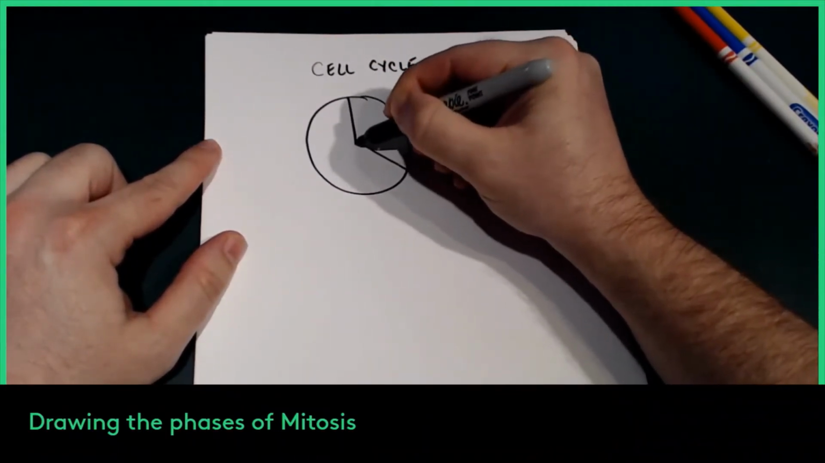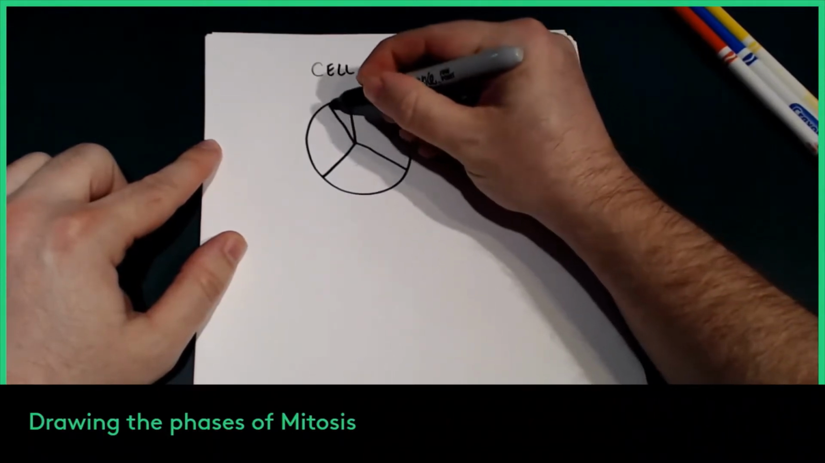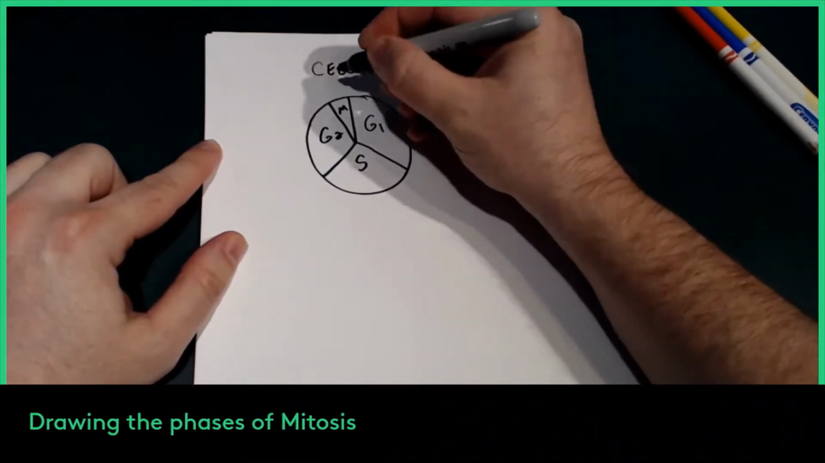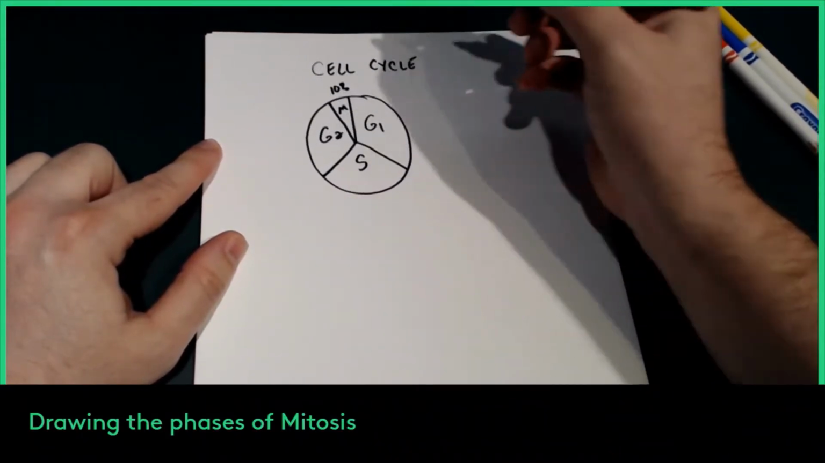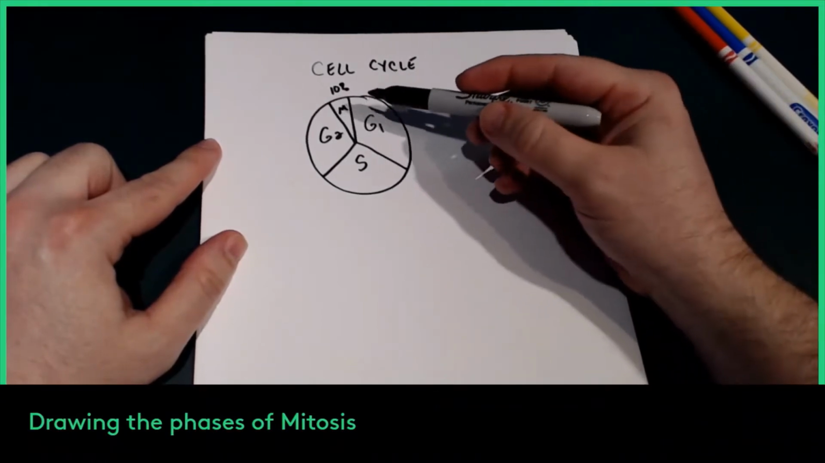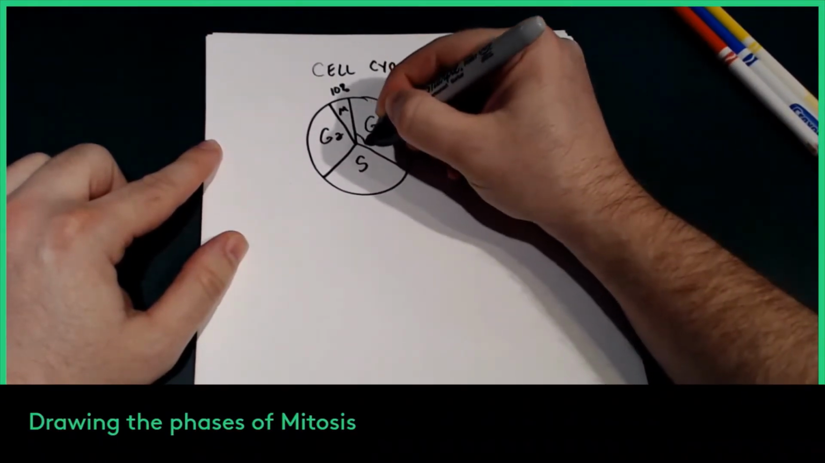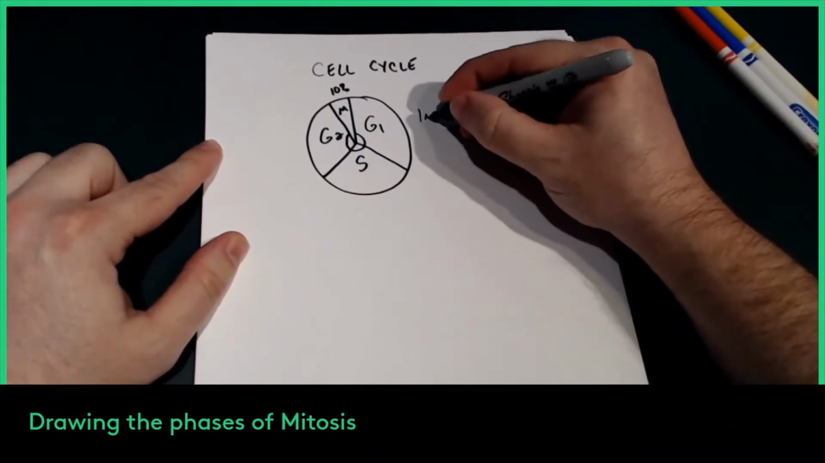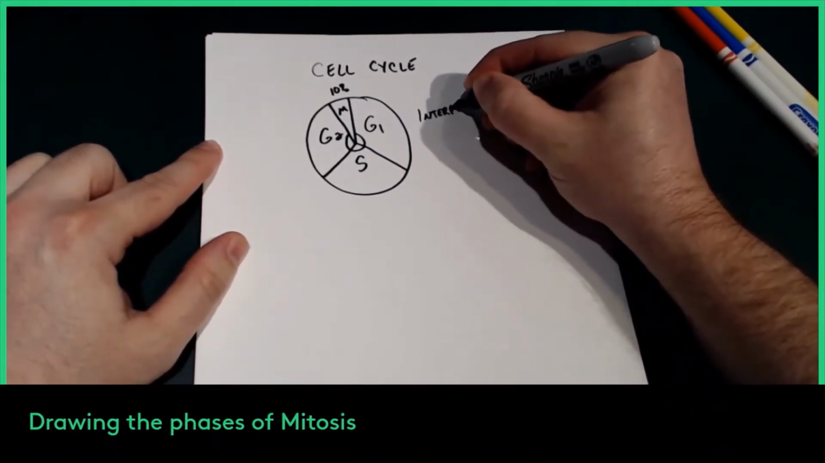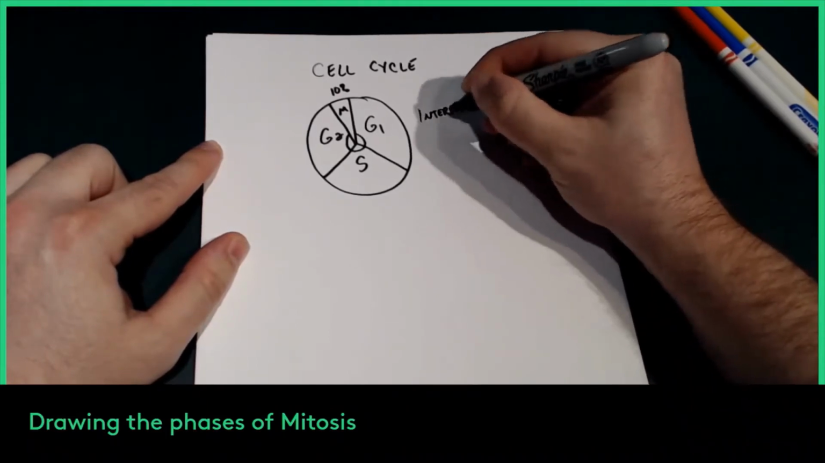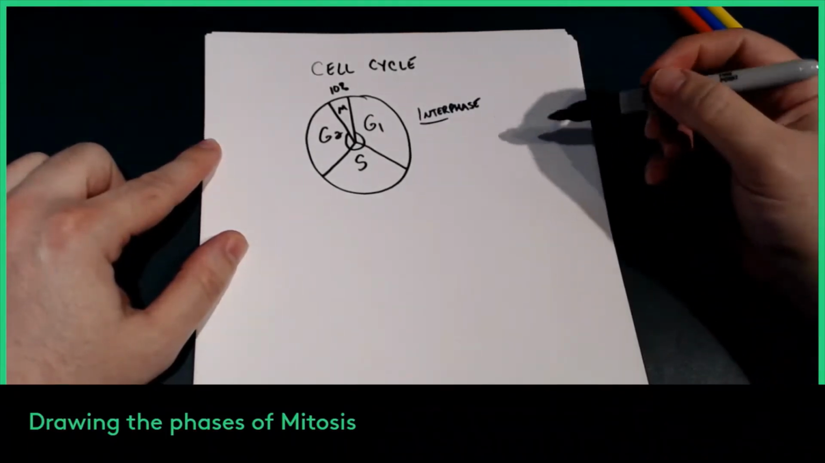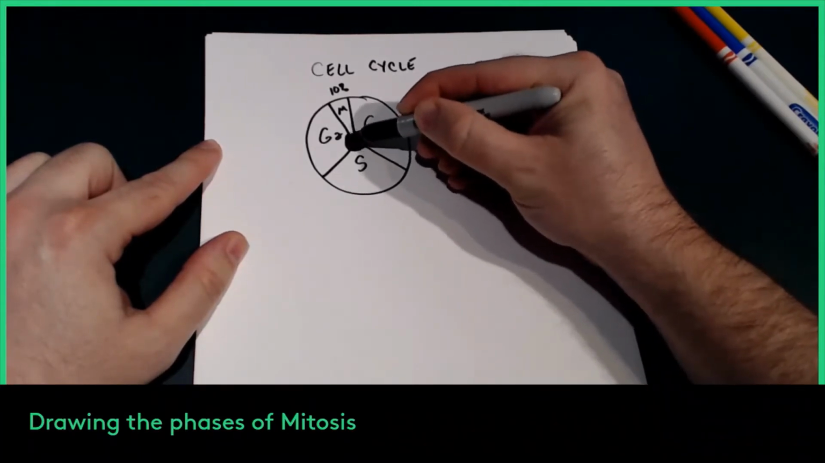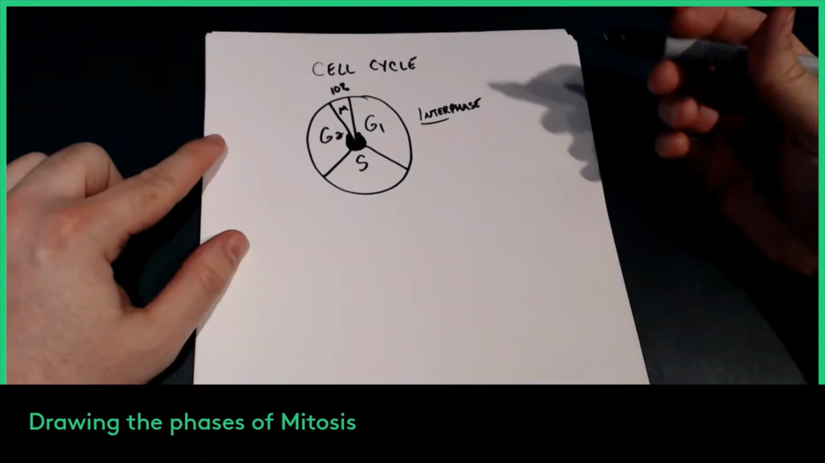We have G1, S, G2, and M. And as you can see, M is only about 10% of the cell cycle, and that's what we care the most about today, right, is M phase. You can lump together G1, S, and G2. These 3 phases together make up interphase. And if you know what the prefix inter means, it means between, right? So these things all happen in between cell division. M phase is actually when a cell divides.